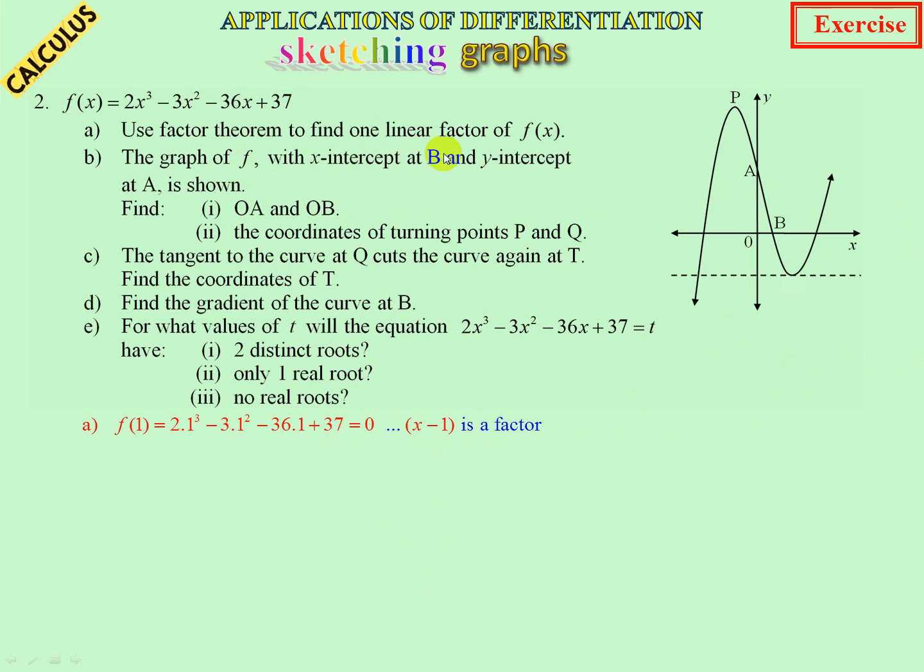The graph of f with x-intercept at B and y-intercept at A is shown. Find OA, which is distance between the origin and the y-intercept, and OB, distance between O and the x value B. So A is 37. That's pretty straightforward to find the y-intercept there. OB is also straightforward because we've already found the first factor, 1.